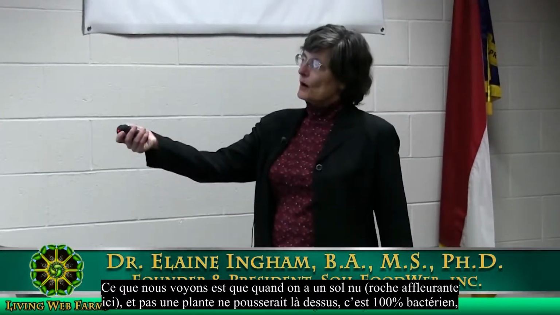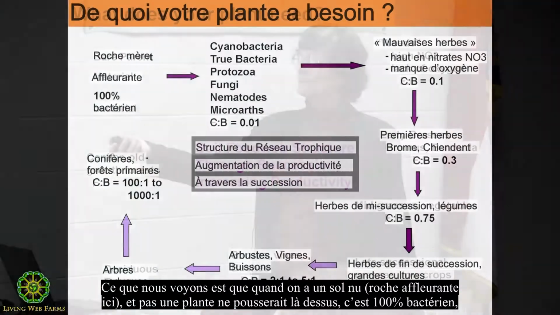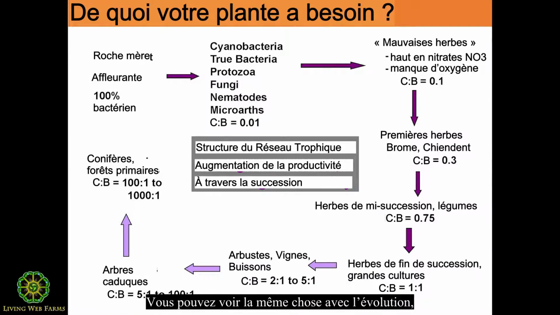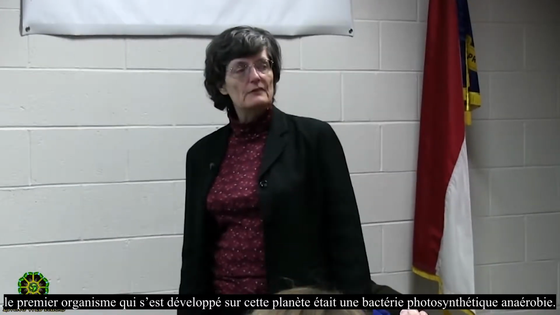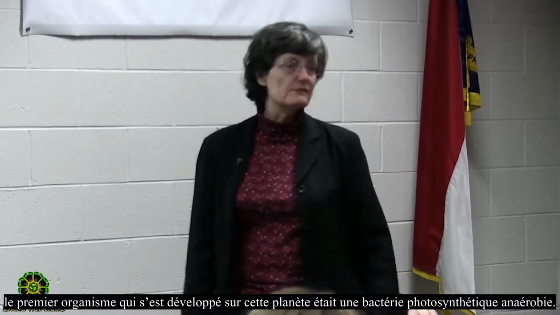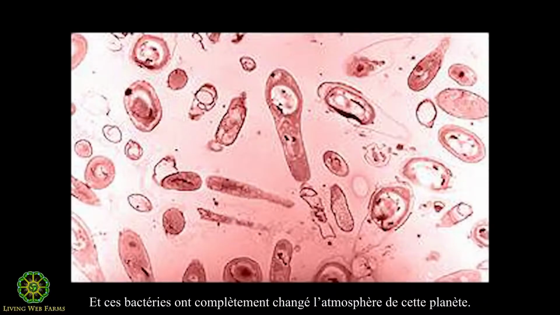So, summarize all the studies that we've done on all 3 million acres. What we see is when we've got bare soil, and not even a plant will grow here, it's 100% bacterial. Well, you see the same thing with evolution. The first organism that grew on this planet was a photosynthetic, anaerobic bacterium. And those bacteria completely changed the atmosphere of our planet.